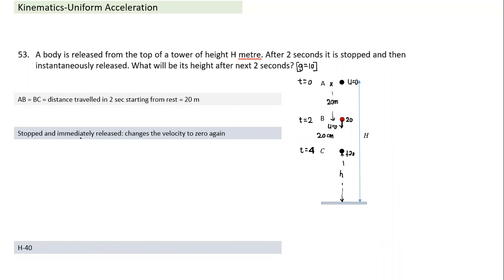What is this question about? Stopped and immediately released means what? Whenever the question involves stopped and released, it changes the velocity to 0 again. That's what the words stopped and released imply.